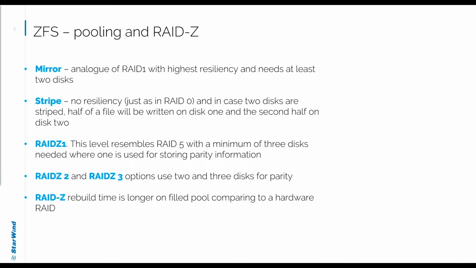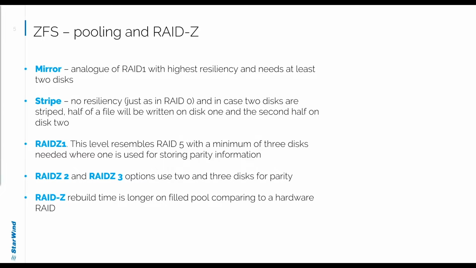Stripe, basically no resiliency and an analog to RAID 0. In any case, we are talking about RAID 0. This, of course, gives maximum speed for read and write operations. But, of course, if one disk goes offline, the ZFS RAID 0, basically stripes, goes offline with it.